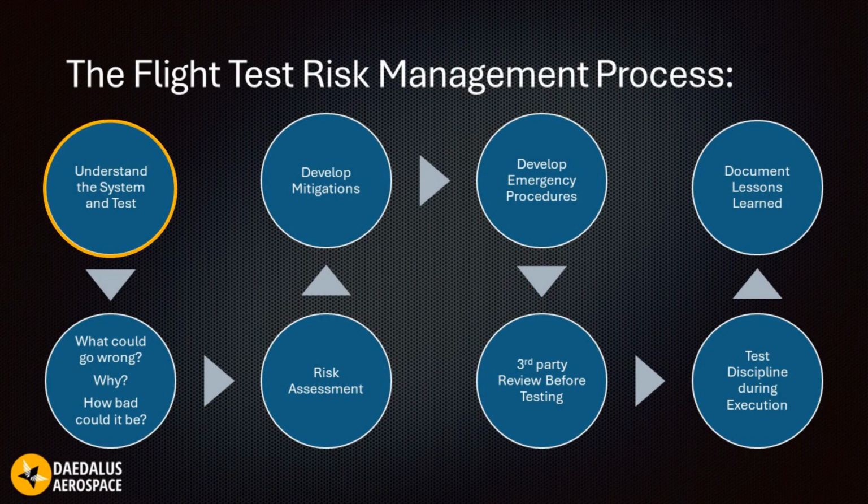We start with understanding the system and the test that we're going to be doing, and then we ask ourselves what could go wrong, why, and how bad could it be if it does go wrong. From there, we have the information we need to conduct a risk assessment. That allows us to develop mitigations and emergency procedures. After we're done with writing all that down, we have a third-party review before we go into testing. During test, we use something called test discipline during execution, and then we document our lessons learned.